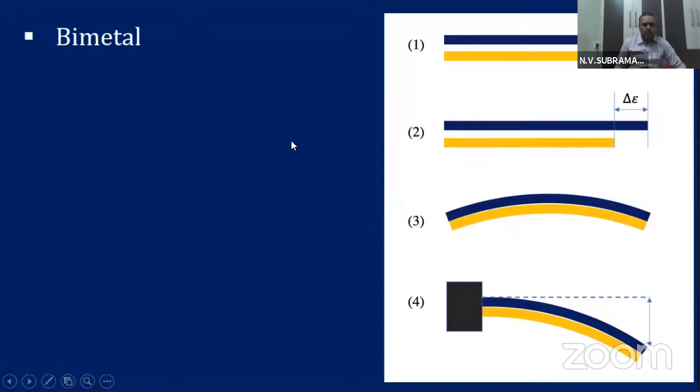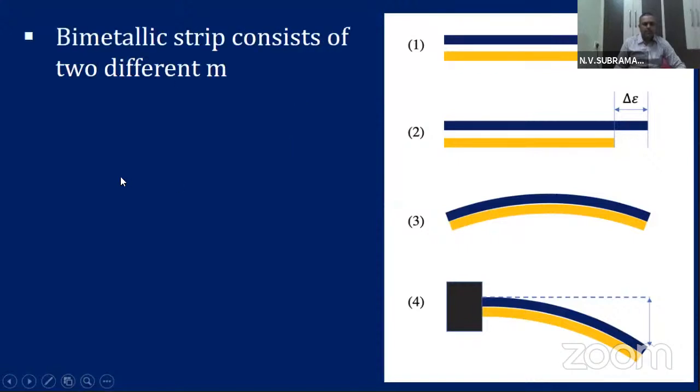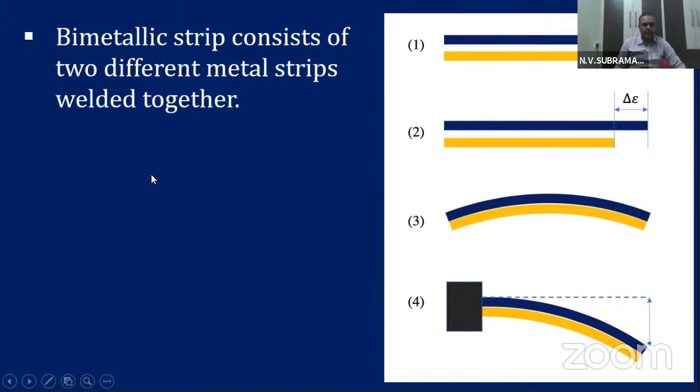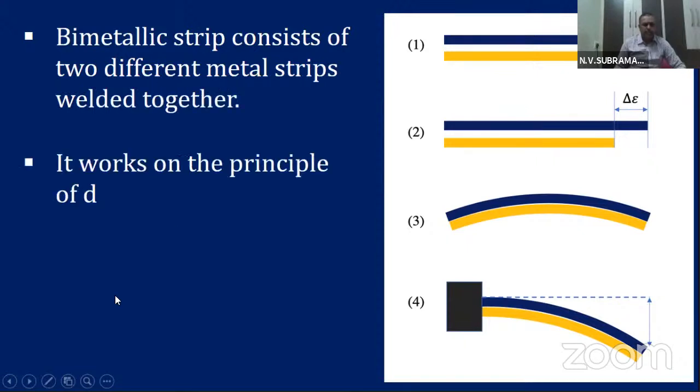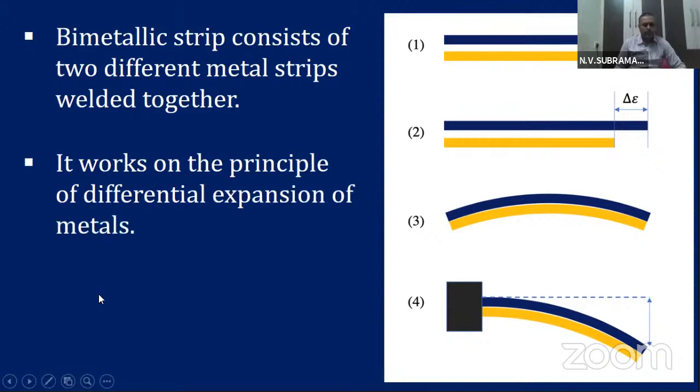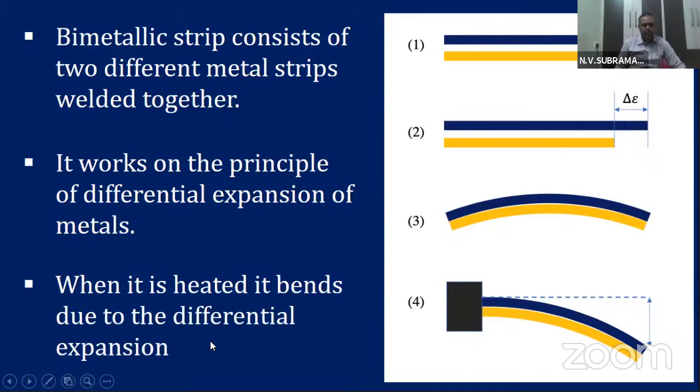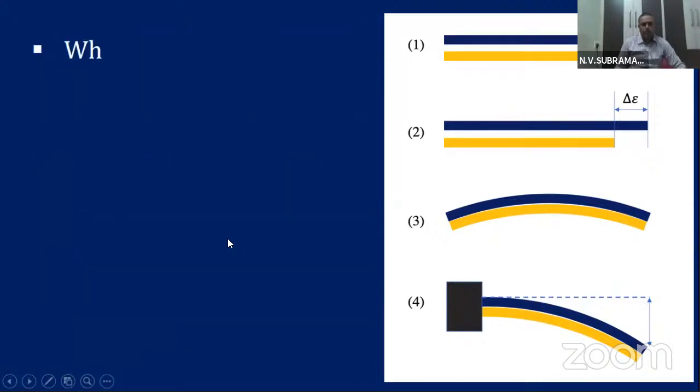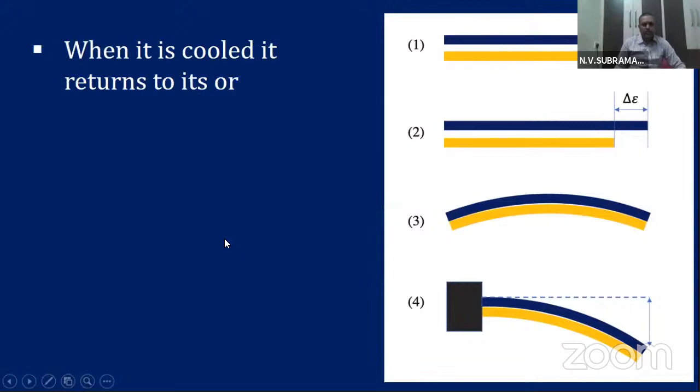Now, what is a bimetallic strip? A bimetallic strip consists of two different metal strips welded together. It works on the principle of differential expansion of the metals. When it is heated, it bends due to the differential expansion of the metals. Okay, when it is heated, what happens? It bends due to the differential expansion of the metals. Now when it is cooled, it returns to its original position. So on cooling, what happens? It comes back to the original position, which is the dotted line. Understood?